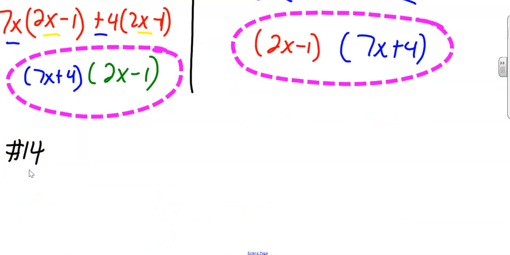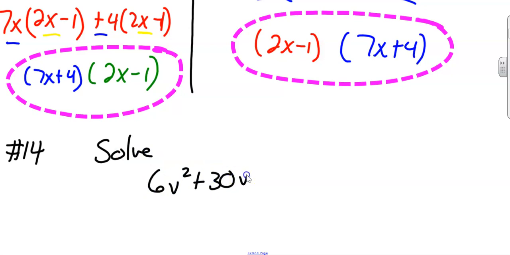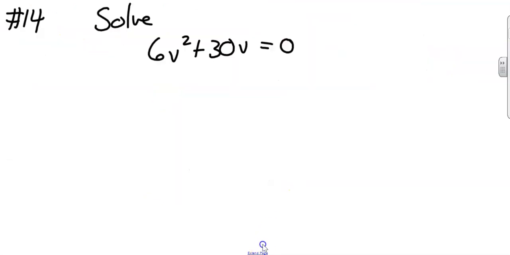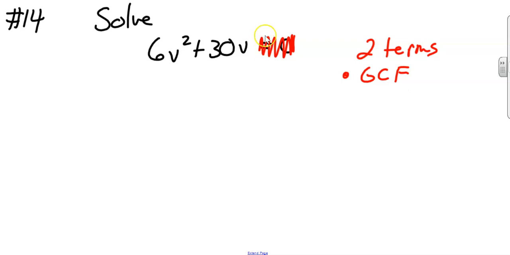All right, 14. This is another solve. And again, with the solving, as long as it's equal to 0, we're good to go. For this one, if you take out the equal 0 part, it's got two terms. And anytime it's two terms, you're still going to do the same thing. You're going to look for the greatest common factor.